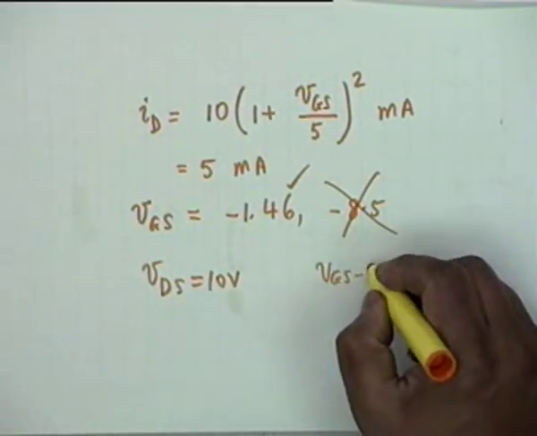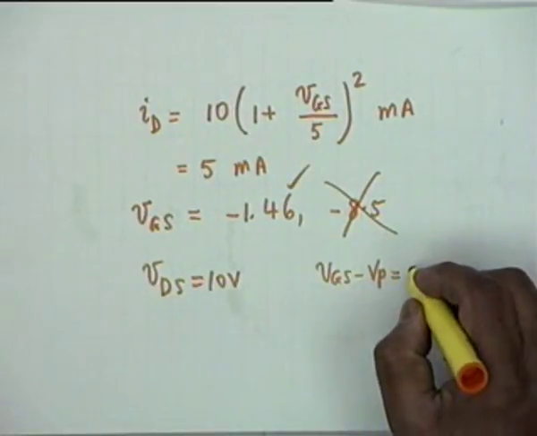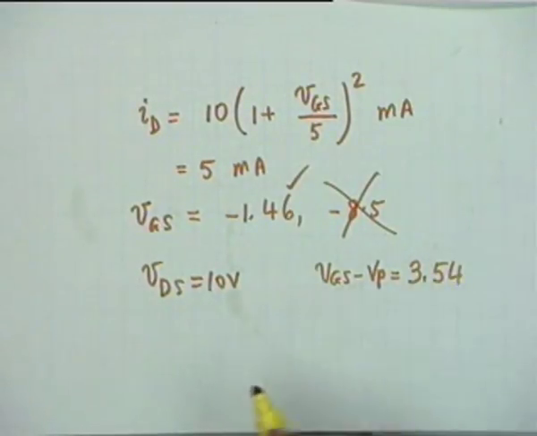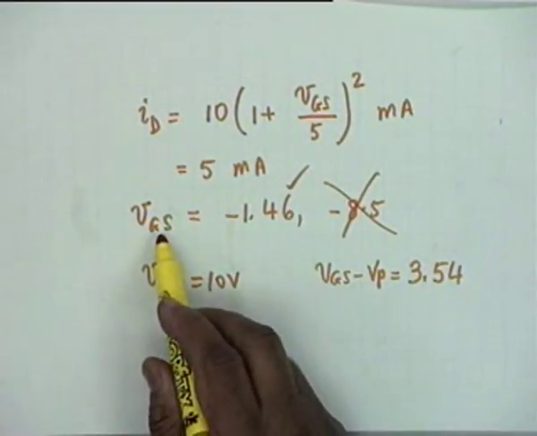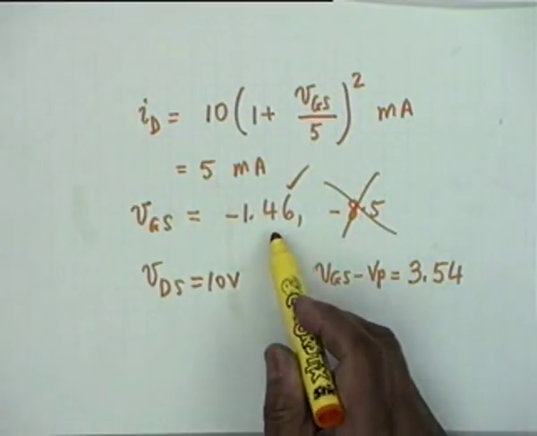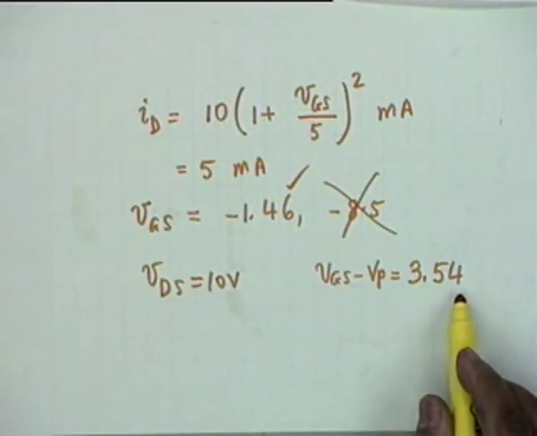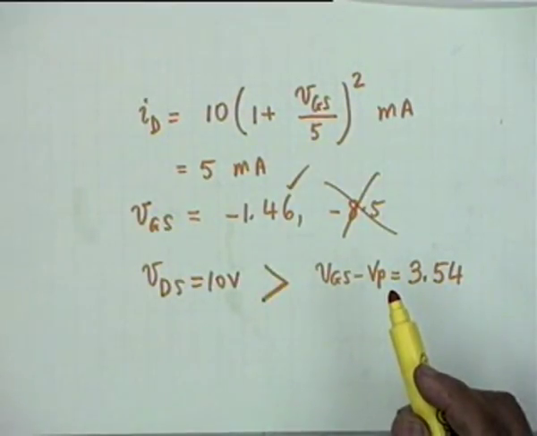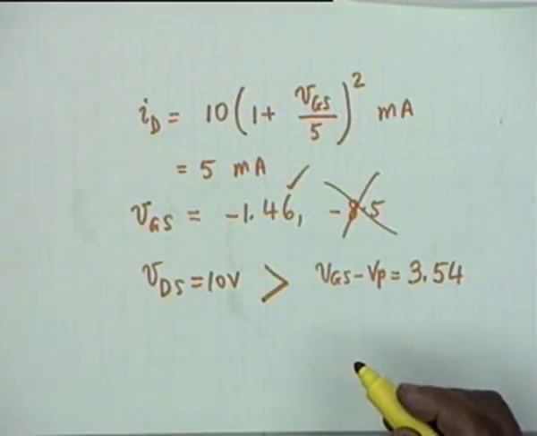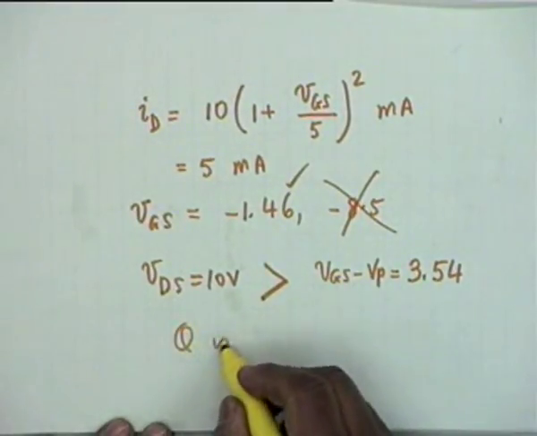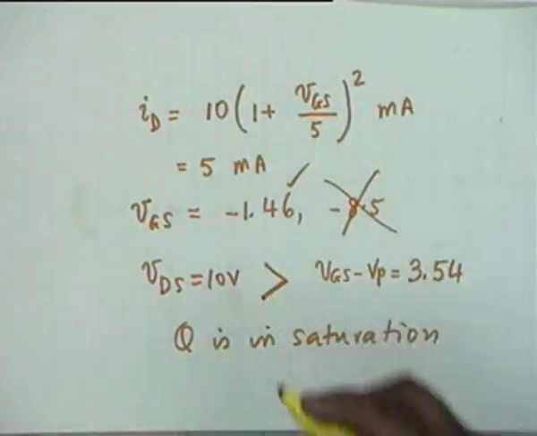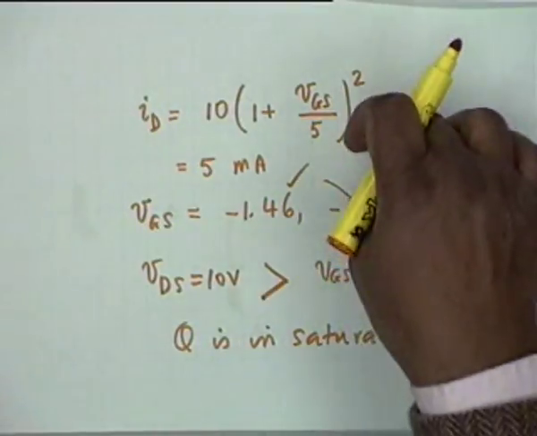Agreed? Under this condition, that is VGS equal to minus 1.46 and VDS equal to 10 volt, what is VGS minus Vp? That is equal to 3.54. Isn't that right? VGS minus Vp, so 5 minus 1.46, that is 3.54, and in this VDS is greater than this quantity, therefore the transistor is in the saturation region. So Q is in saturation. This must be verified, otherwise this relationship shall not be valid. Okay, this is valid only in the saturation region. So Q is in saturation.